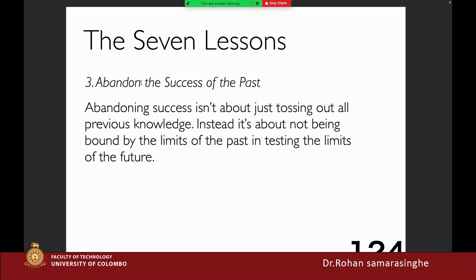That's why it's called the seven lessons, and the third lesson is abandon the success of the past. That means not abandoning all the things, the business cases, business ideas, and also the previous technology will help you to do the new innovation.